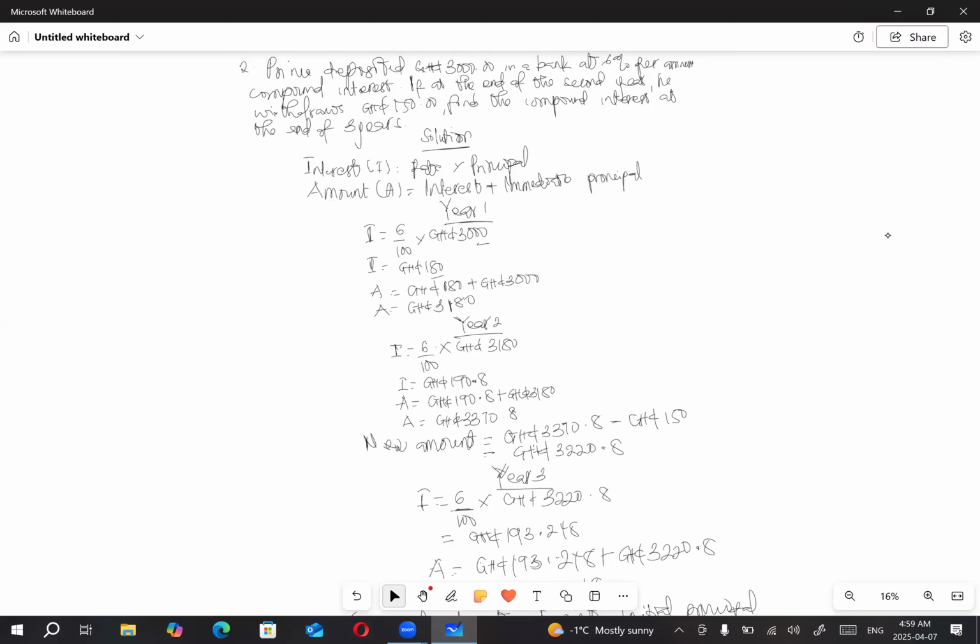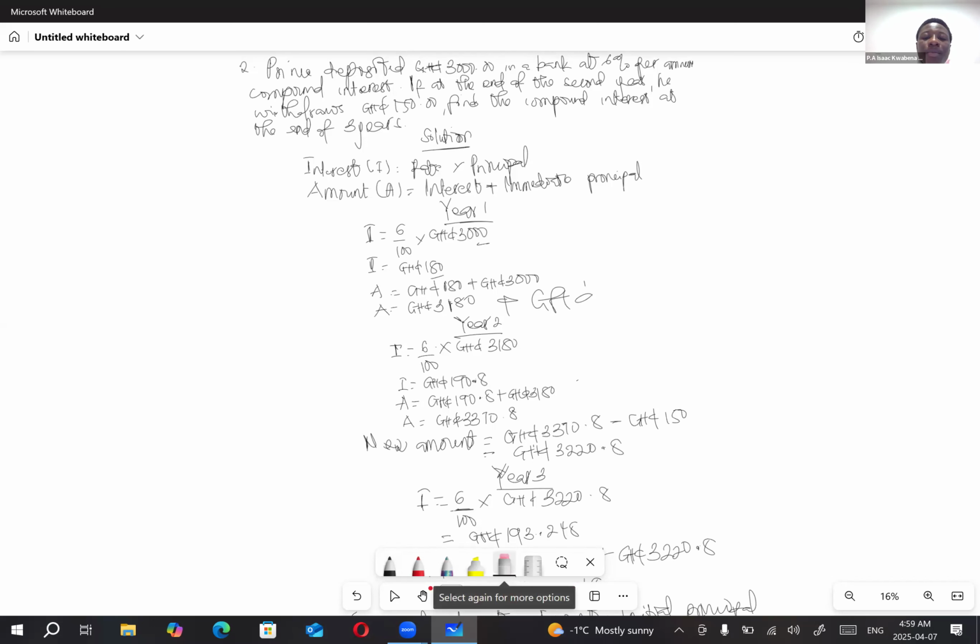You add the 200 to the amount of the first year. Yeah, so just go through the process. When you calculate the amount at the end of year one, remember to add the 200 Ghana cedis there. Add the 200 Ghana cedis here. And whatever you get is what you use for the subsequent step. Okay.